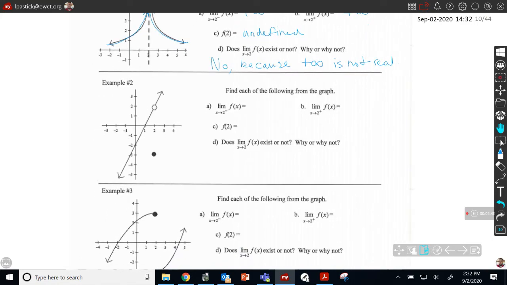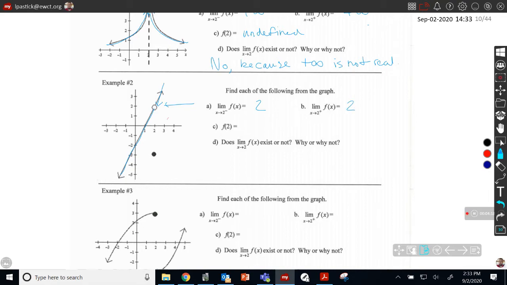Next one, find each of the following from the graph. Limit as x approaches 2 from the left. So again, take our handy dandy little mark here. We're approaching positive 2 from the left. Looks like we're getting all the way to this value, which looks like positive 2. Limit as x approaches 2 from the right, which is part B. Looks like we're coming like this, approaching from the right-hand side, because we're coming this way, right? And that's going to equal 2 also.